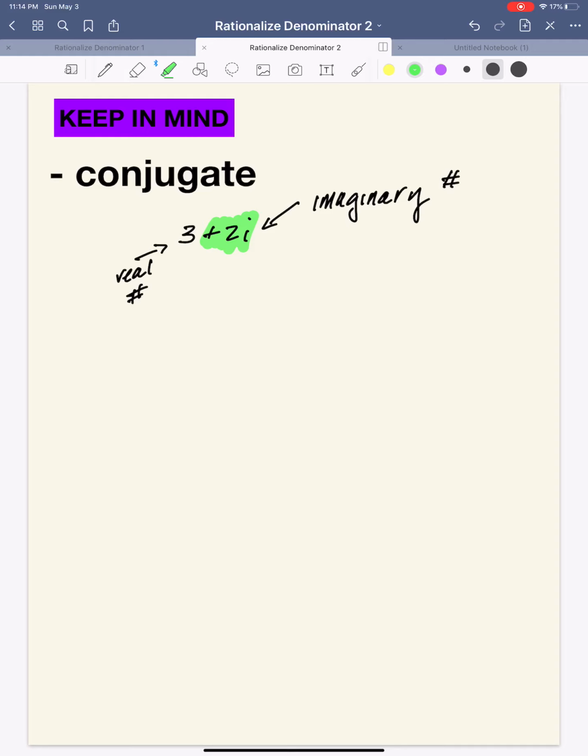If that's a positive 2i, when you have the conjugate, you're going to make it 3 minus 2i. So really all you're doing is saying, I'm just going to switch the sign in the middle. That's all you're doing. So let's say you have 4 minus i. The conjugate is 4 plus i, because all I did, once again, was change the middle sign. So that's what I want you to keep in mind today, because you're going to use it for binomials, and you're going to see how it works out.